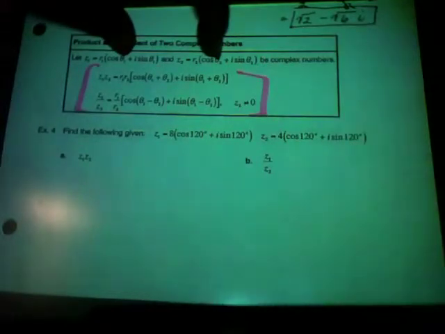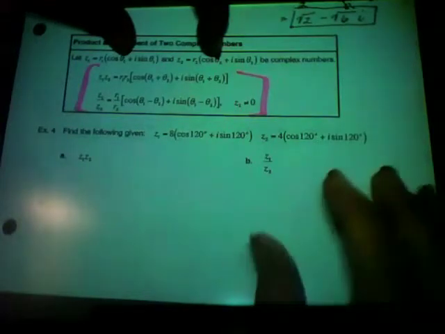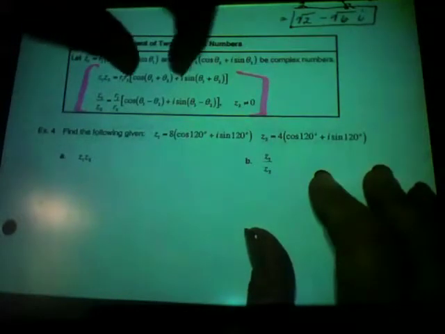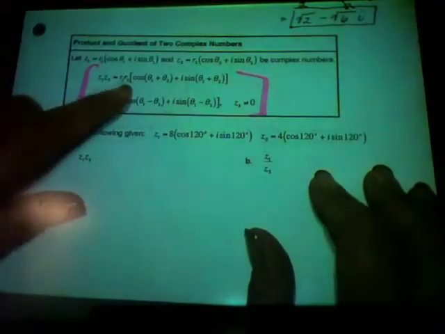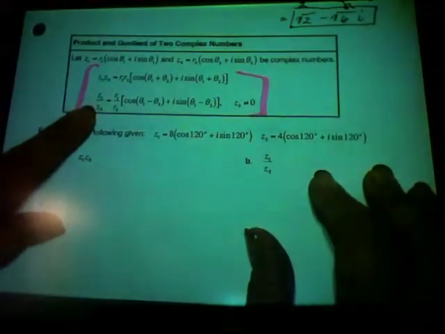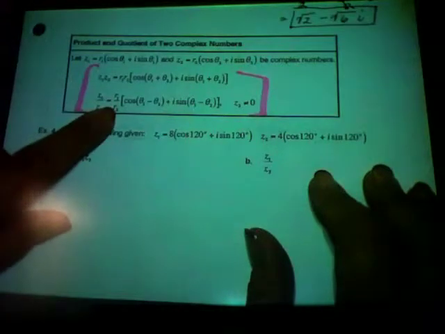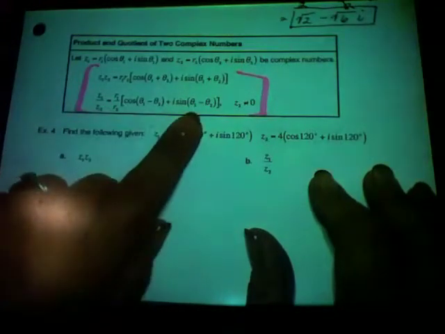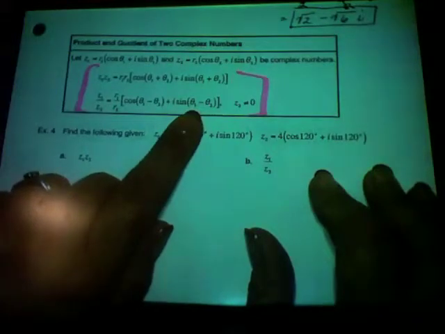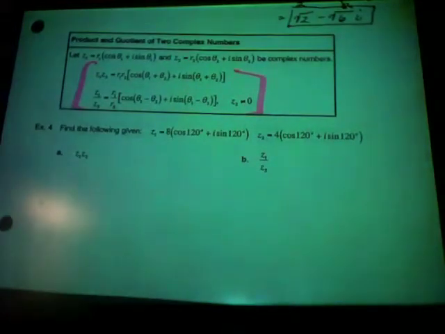Now remember your exponent rules. If we multiply like bases, don't we add exponents? And if we divide like bases, don't we subtract exponents? So multiplication and addition go hand in hand, and division and subtraction go hand in hand. That's an easy way to remember this. You see the addition going on here, but if we are dividing the two complex numbers, we're dividing their magnitudes, and then we're subtracting the thetas, the degrees. So watch what happens.